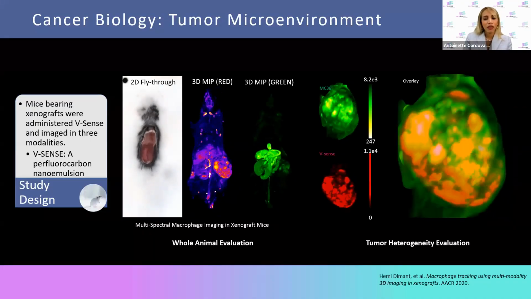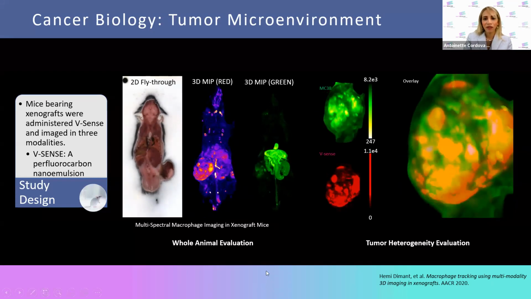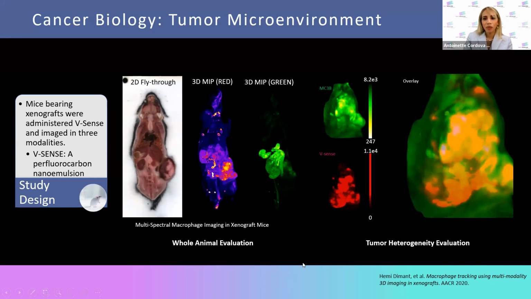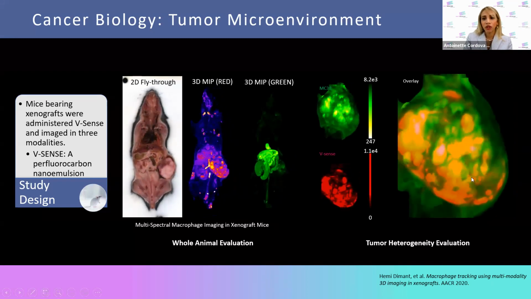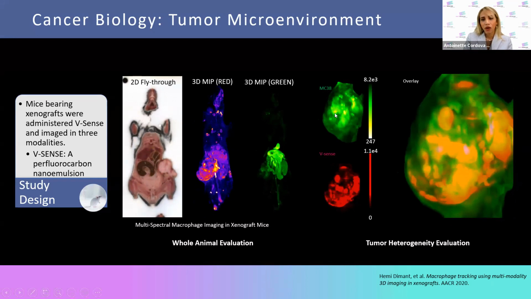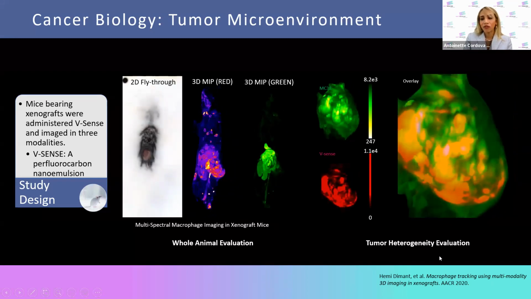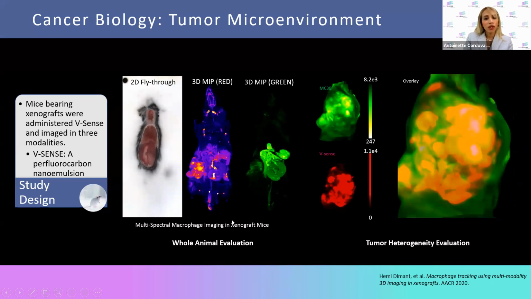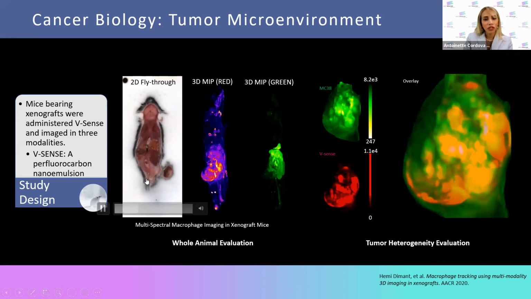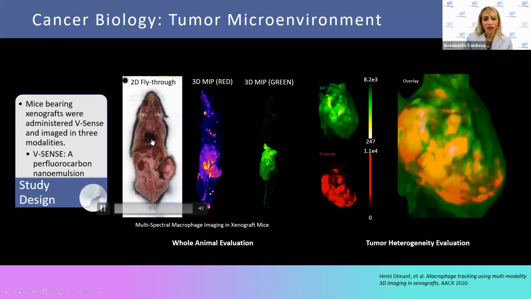In this macrophage study, these mice again were bearing xenografts and were given V-Sense. In this model, we were able to look at the tumor heterogeneity that's highlighted using the V-Sense, as opposed to the MC38 cells, and evaluate the differences. I also wanted to highlight that we can look at the anatomical context using the white light images on the left-hand panel.